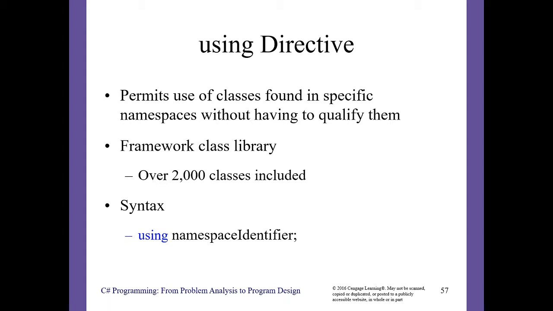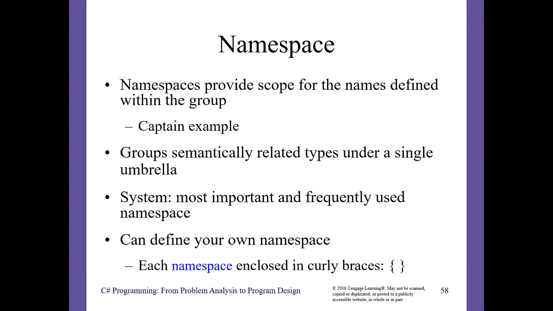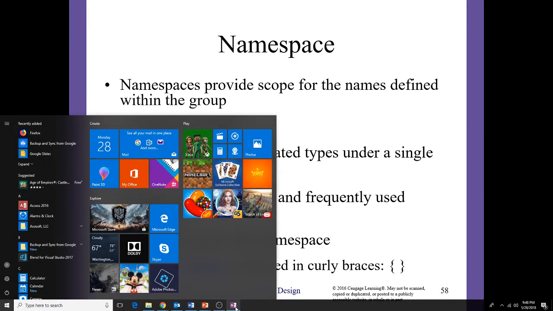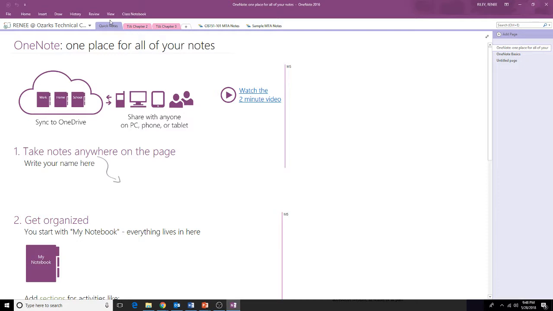Now, one of the first lines of code in our program is the using statement. And the using statement just says, "Hey C#, I'd like to use this library that you've created for me." It's called a compiler directive because it just says, "I want this included in my program." So let's add that to our notes.